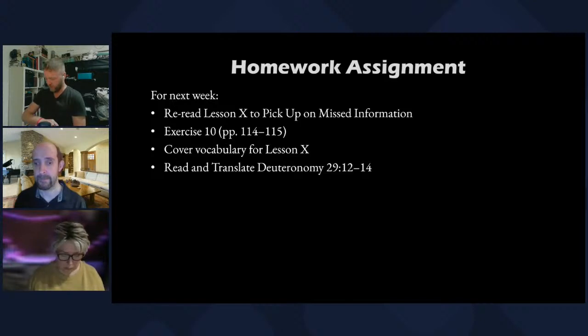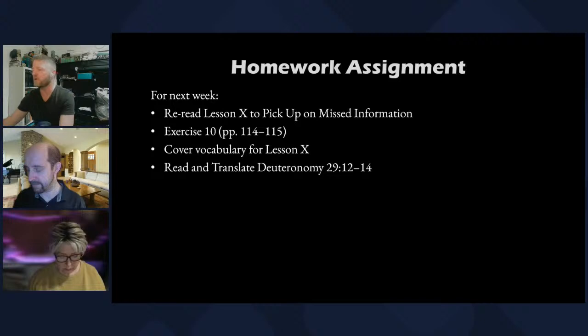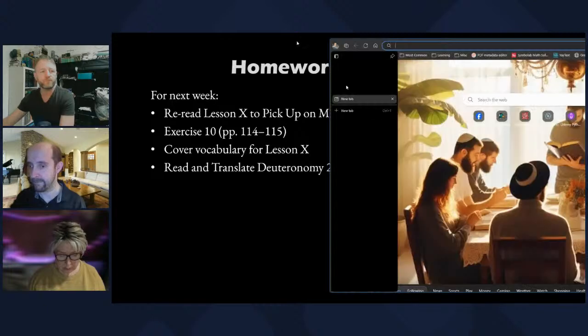I will be putting up the recording in the next couple of days. And then read and translate Deuteronomy 29:12 to 14, according to the notes that he's provided in the book. If you don't have a copy of the Hebrew Bible, you really need to get one, but you can also access them online. If you like, I can show you real quick where I read the Hebrew Bible online, but there are lots of options.